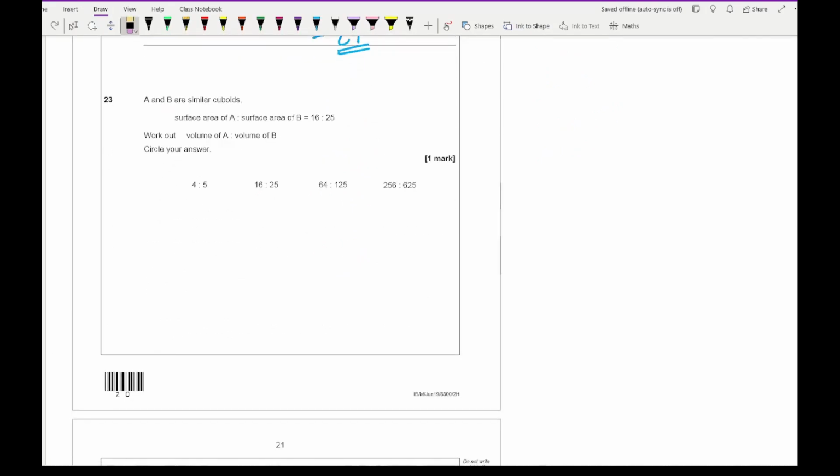So looking at question 23, it says A and B are similar cuboids. The surface area of A to the surface area of B is 16 to 25. Work out the volume of A to volume of B as a ratio. So here we've got area scale factor. So the area scale factor is 16 to 25.